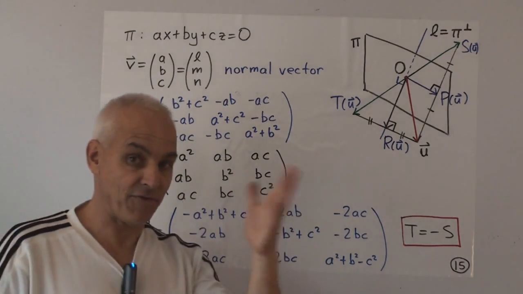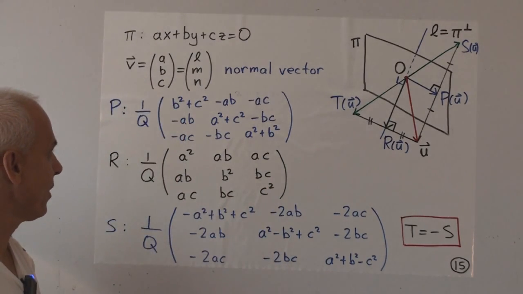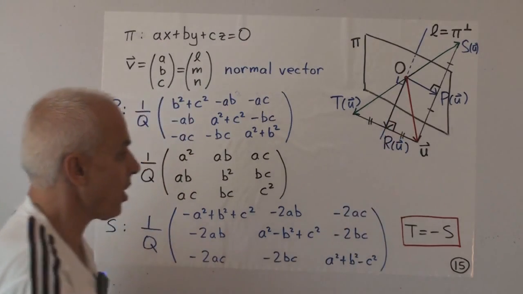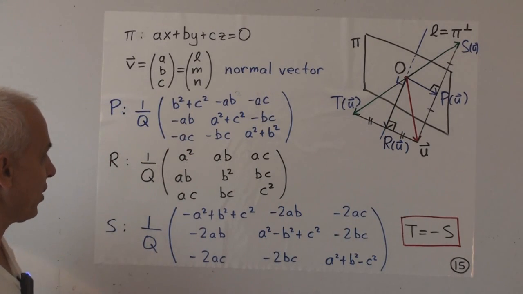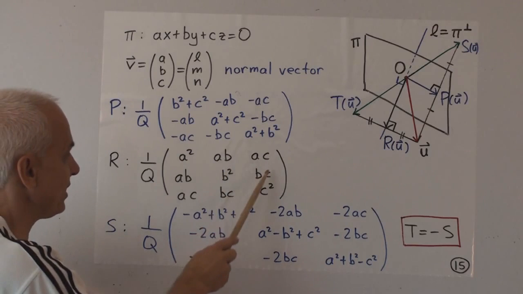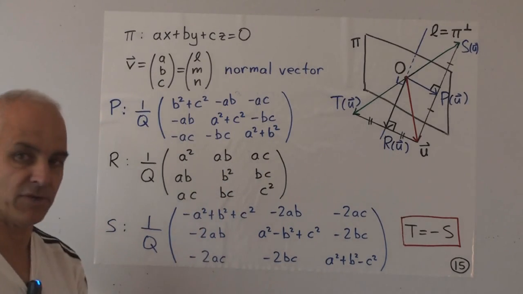What I call the quadrants of the vector. That's why it's called Q. Okay, and what about the projection onto the line, R of u? Well, there's the matrix for R, also 1 over Q. And now there's A squared, B squared, C squared down the diagonal, AB, AC, BC, AB, AC, BC, also a symmetric matrix.